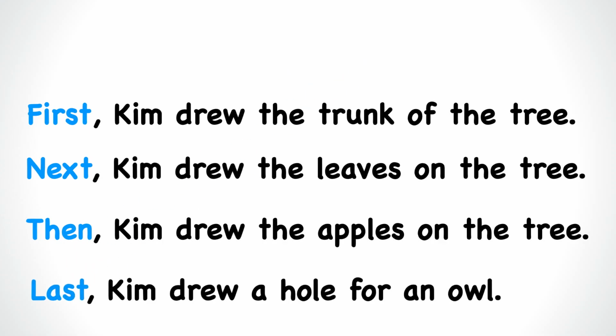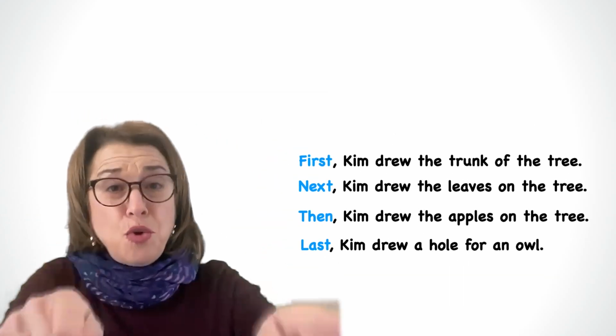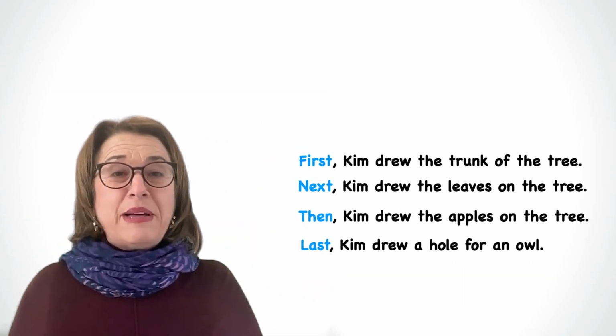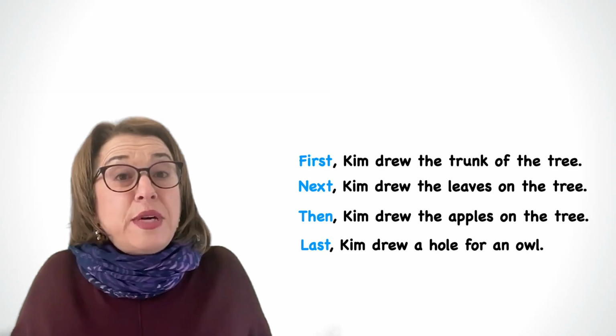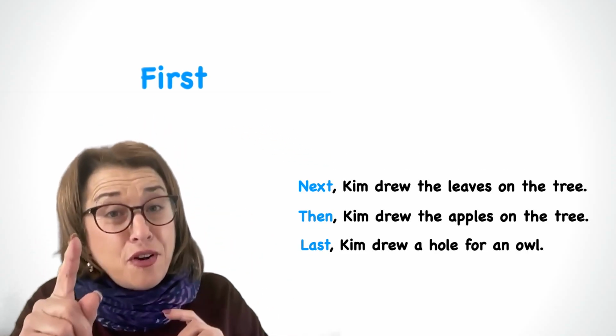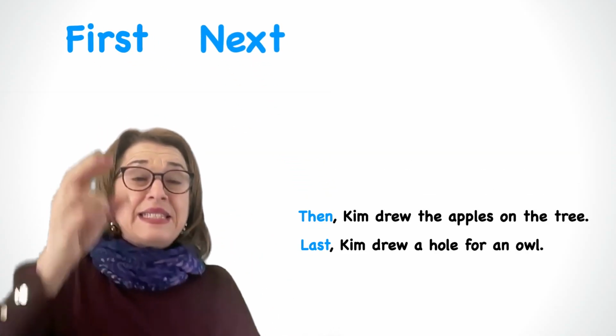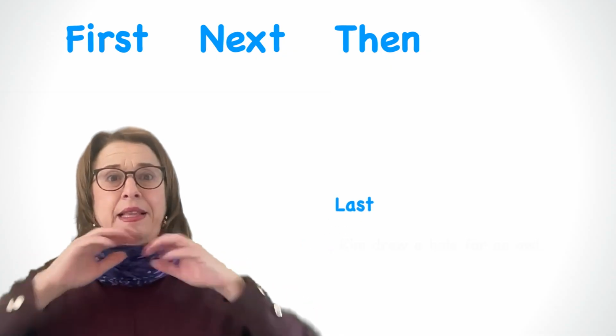Woo, woo. Now, you can try using the words to tell about something that you did. You can tell what happened first, what happened next, then, and last.